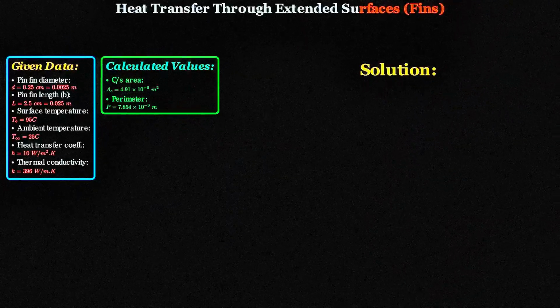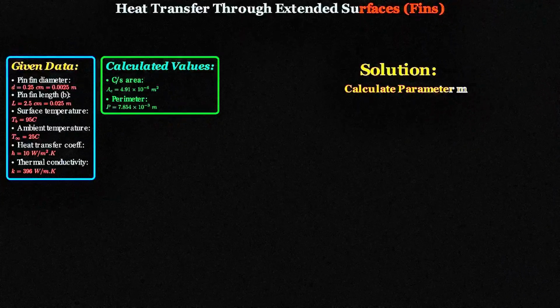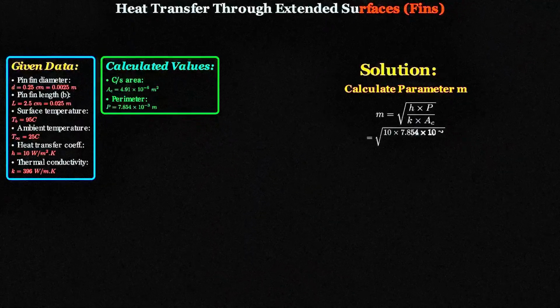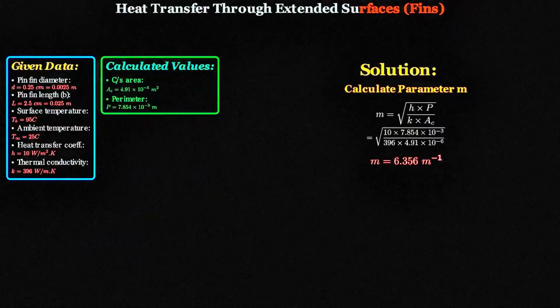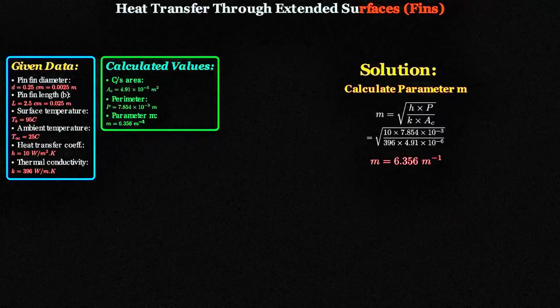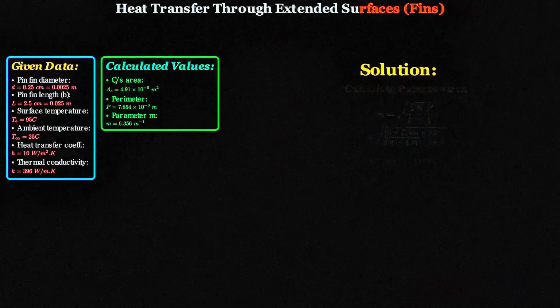Now, we need to calculate the fin parameter m, which is crucial for fin analysis. The formula is m equals the square root of h times P divided by k times A_c. Substituting our values, m equals the square root of 10 times 7.854 times 10 to the negative 3 divided by 396 times 4.91 times 10 to the negative 6. Calculating this gives us m equals 6.356 per meter. This parameter represents the rate of temperature decay along the fin length.